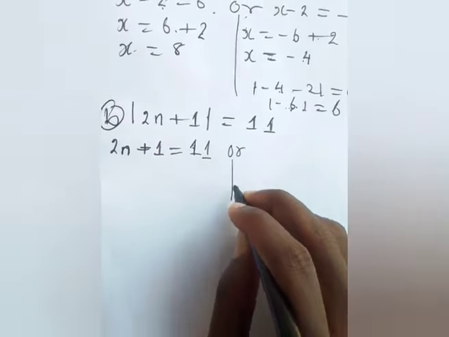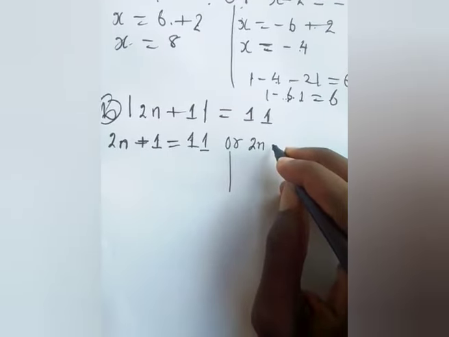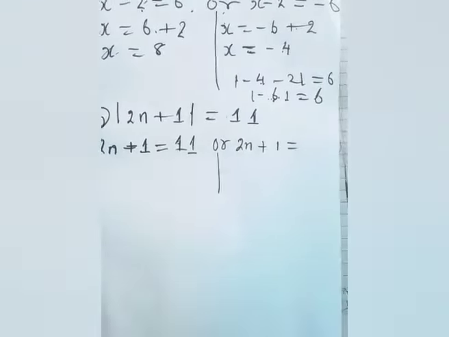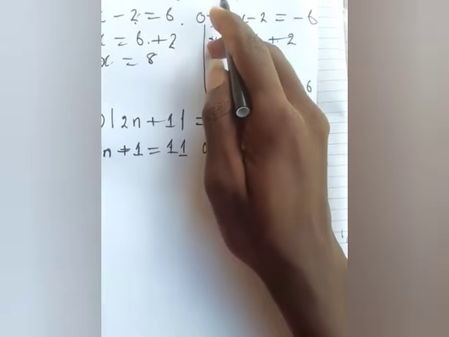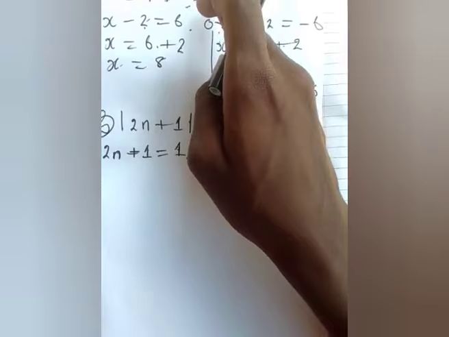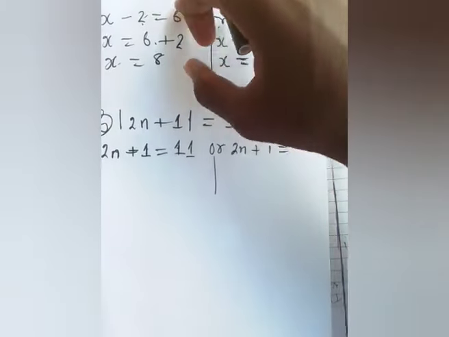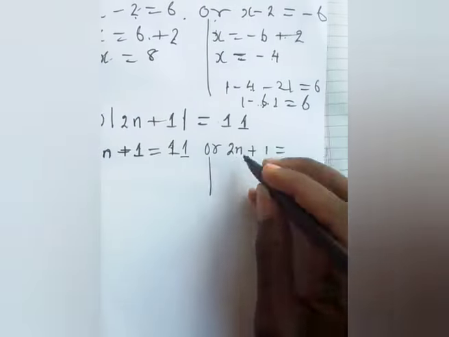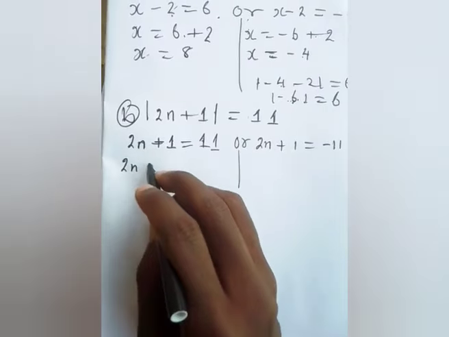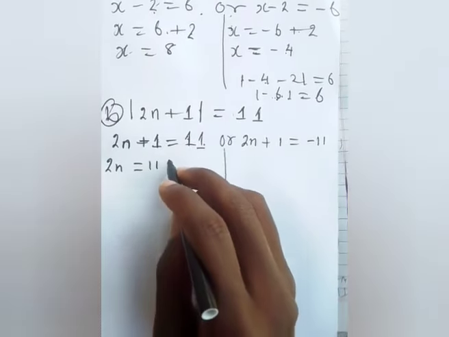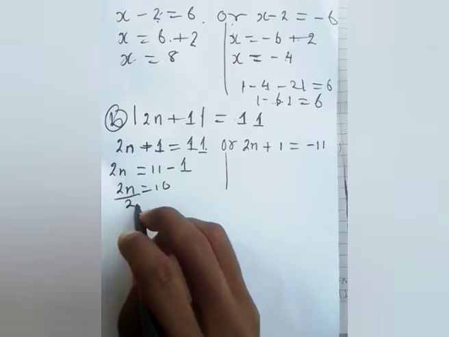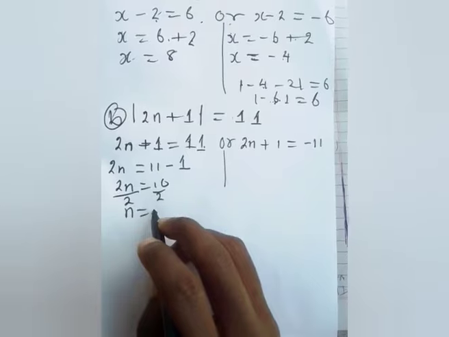Or the other equation is going to be 2n plus 1, then we change the sign of what is here. So these rules only apply where you have an equal sign here. And then here it will be negative 11. So let's solve this one here. So it's going to be 2n is equal to 11. We take this on the other side, it's going to be negative 1, right? So here we have 2n is equal to 10, over 2 over 2. So n is going to be 5.